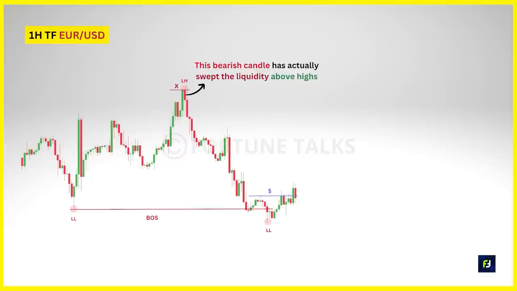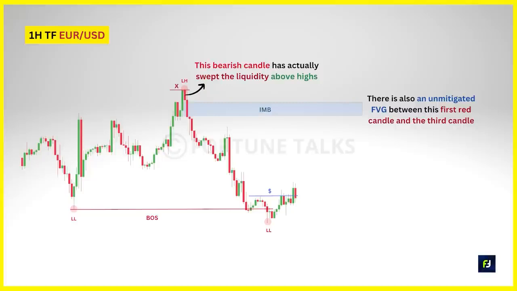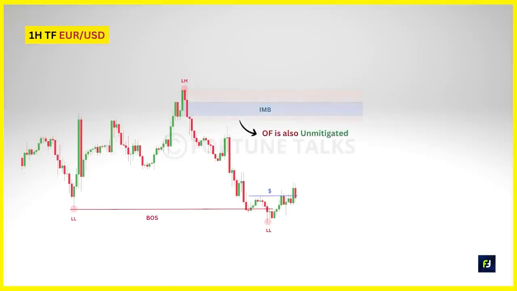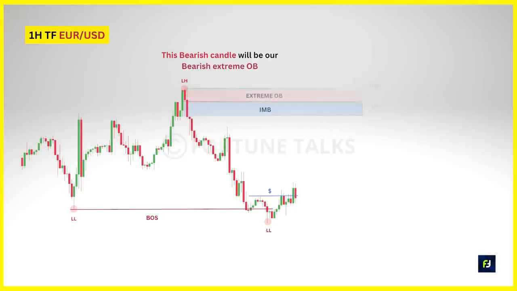It was this bearish candle that has actually taken out the liquidity above the previous minor high. There is also an imbalance between the first red candle and the third candle. Above all, this imbalance is unmitigated. Now if we mark the order flow, we can see that it is also unmitigated. Therefore, we can mark the high and low of this first bearish candle as our valid bearish order block. This is a high probability extreme order block.